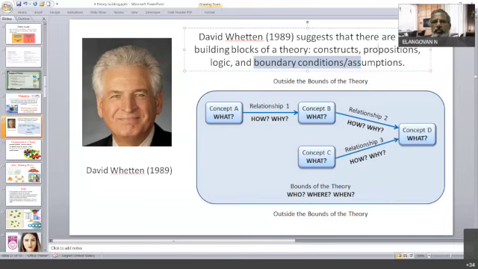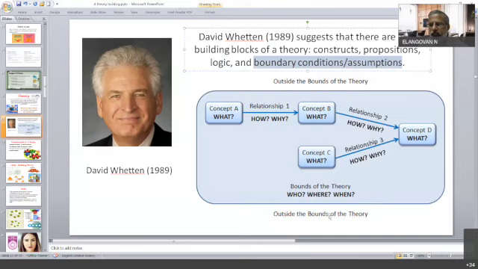Then he is talking about propositions, that is the relationship. So the relationship explains how and why. That how is what decides the proposition and why decides the logic. And who, where, and when this is going to happen, that determines the boundary conditions.